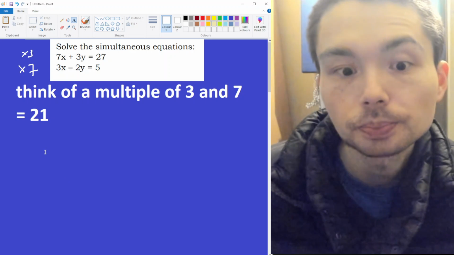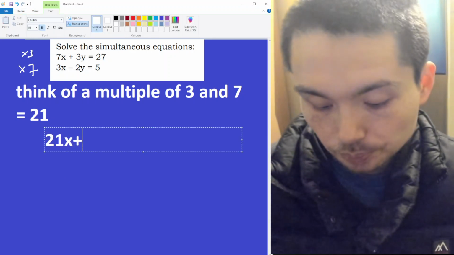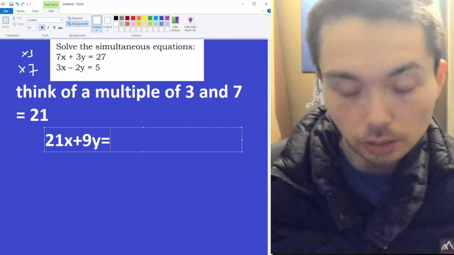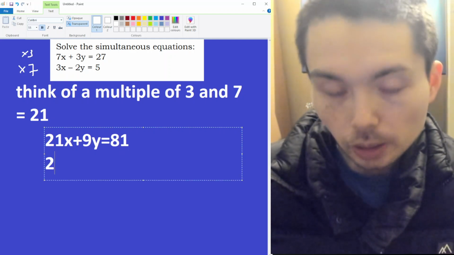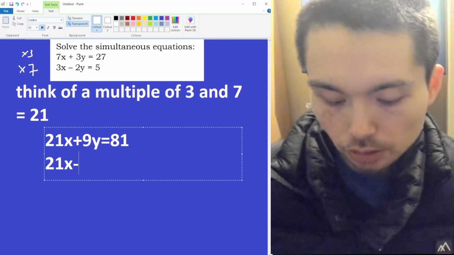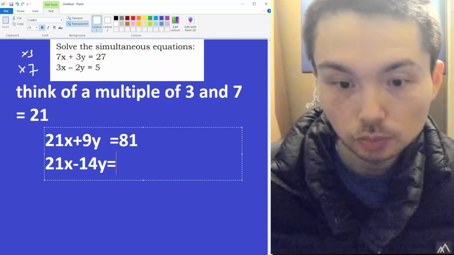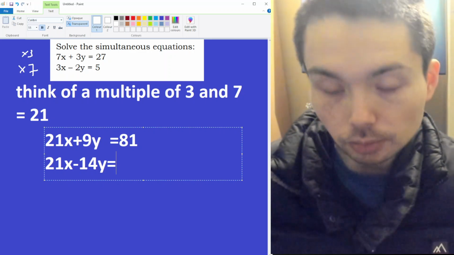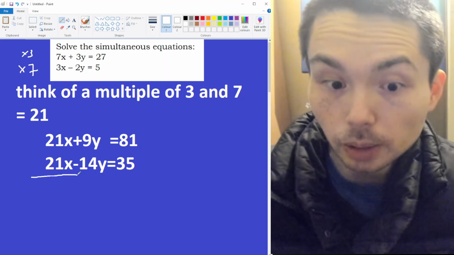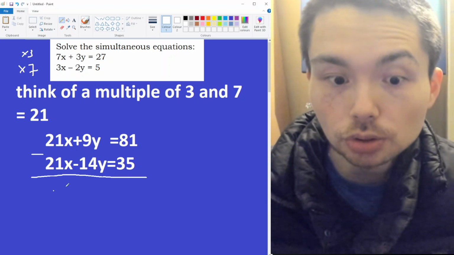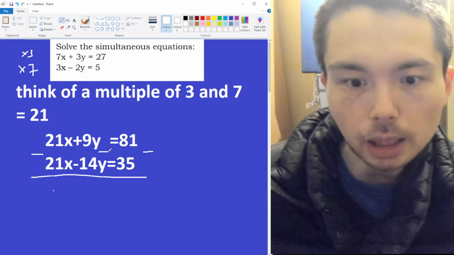Let's do that. 21x plus 9y is equal to 27 times 3, 81. The bottom equation, 3x times 7, 21x, minus 14y is equal to 5 times 7, 35. Notice the top equation and the bottom equation both have 21x. That was the point of us solving this. Now we need to get rid of this. That was also the plan. Put a minus sign everywhere.